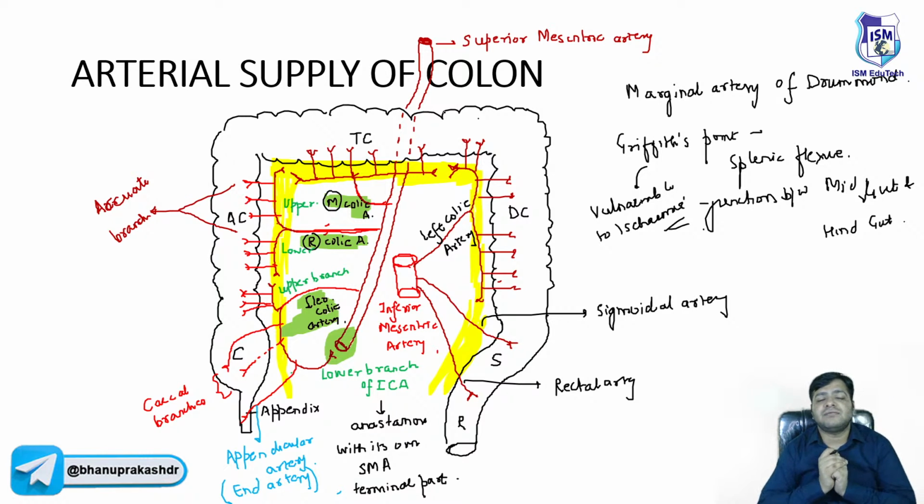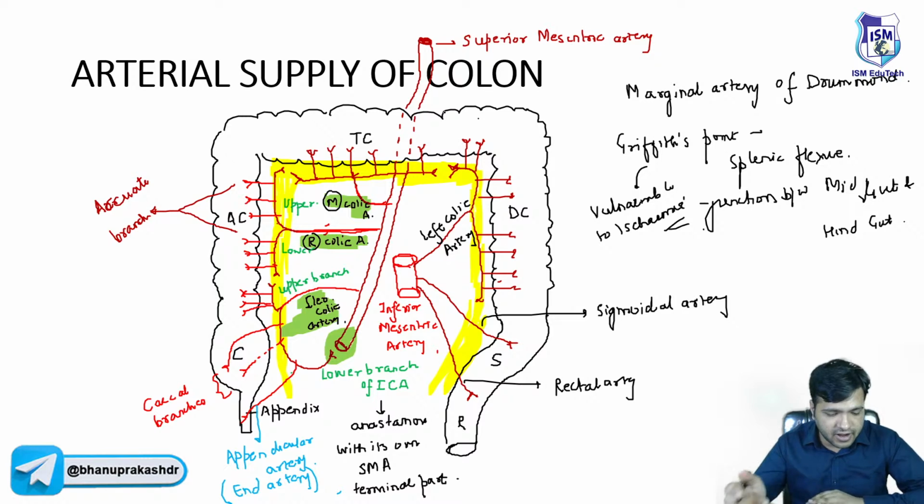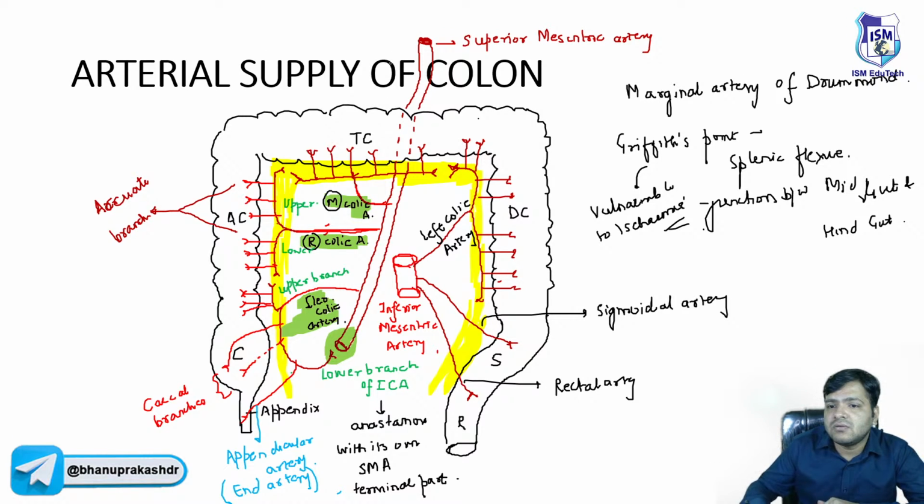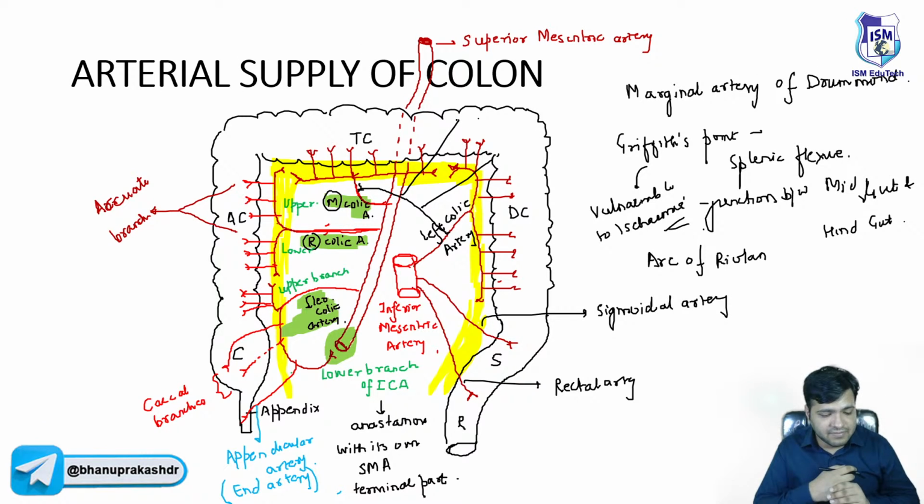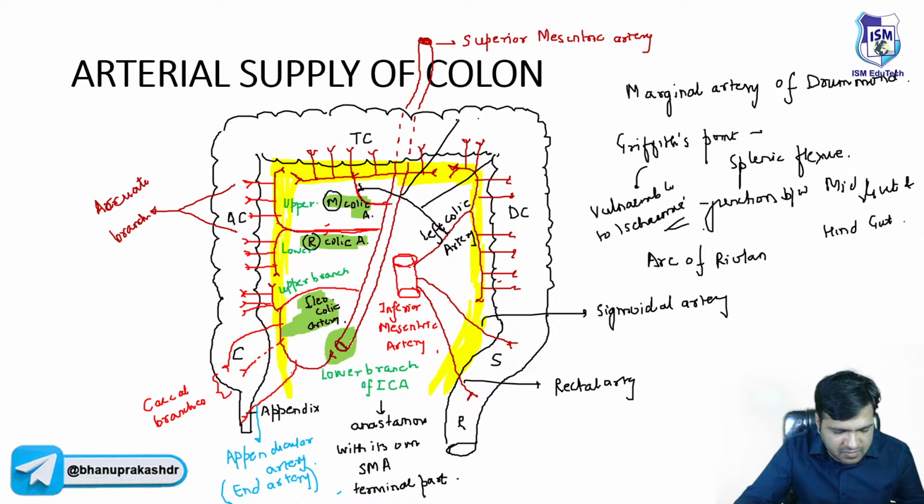Now, what happens if these anastomoses are absent? Yes, there is the arc of Riolan which is present. I'll write it here so that you understand. The arc of Riolan is a direct connection between the middle colic artery and the left colic artery. This gives blood supply in these cases, so this area is not vulnerable to ischemia anymore, because a direct connection develops between the middle colic and left colic arteries, which can again supply this area with proper blood. That is something you have to remember.